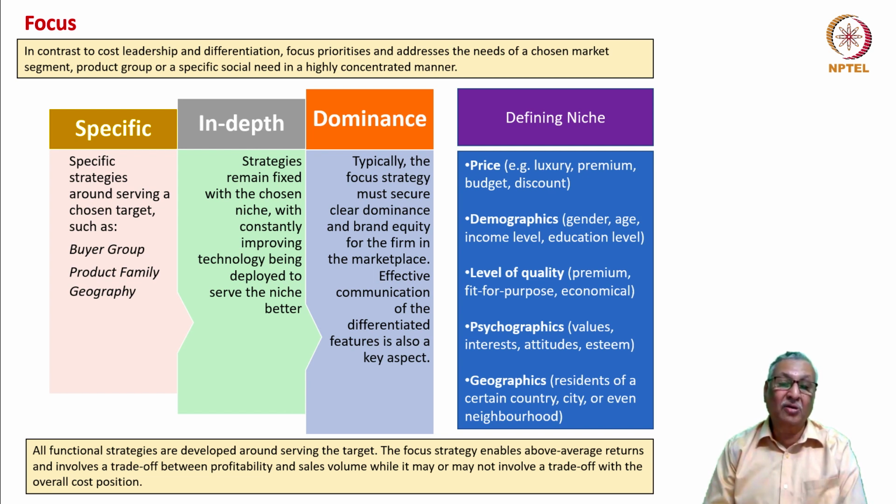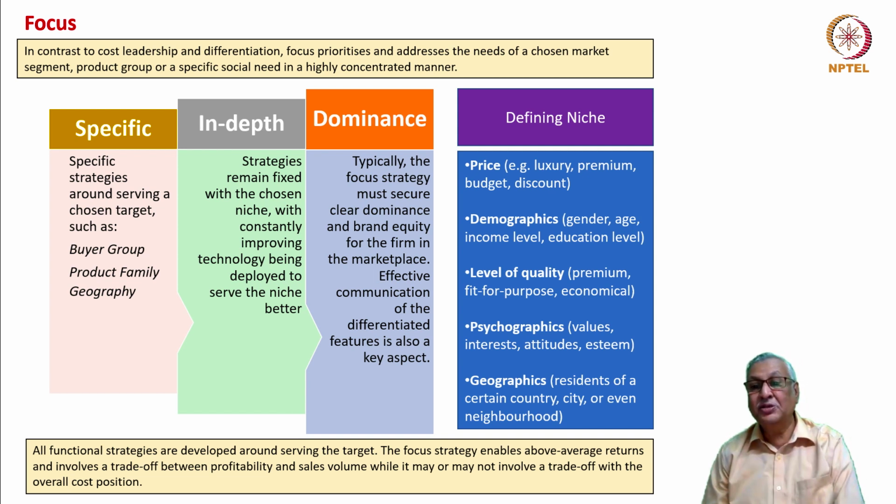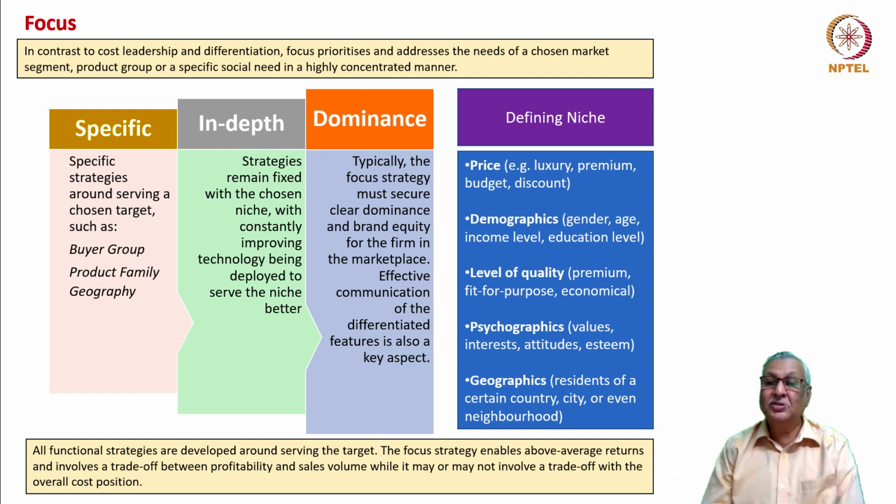If you don't get dominance in the chosen product or the chosen market group, you could even be relegated to a lower place. Effective communication of the differentiated features enables dominance to some extent, but continued product innovation, continued marketing innovation requires some skills which are characteristic of niche strategy. So how do we define a niche? We can define niche in terms of price. I'm a luxury product company, premium product company, budget company, discount. Ginger hotels have a niche in terms of serving the budget needs. Taj Ultimate Palace hotels have a niche in terms of being luxury hotels.